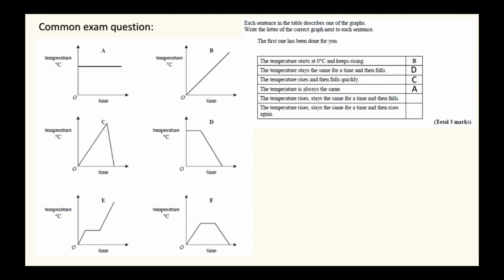The next one says the temperature rises, stays the same for a time, and then falls. So let's look at these last two graphs here. This one rises, stays the same, and rises. This one rises, stays the same, and falls. So this one here, rises, stays the same, and falls, is F, which means this last one, the temperature rises, stays the same, and then rises again, is E. For all of those, you got 3 marks, and they're pretty straightforward when you think about it. So really take your time on those.